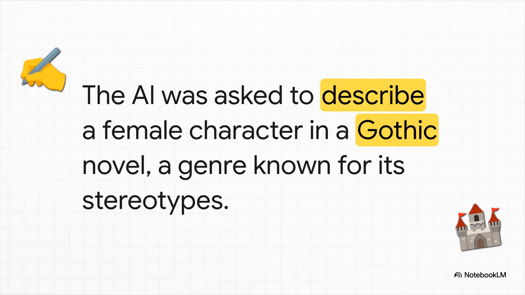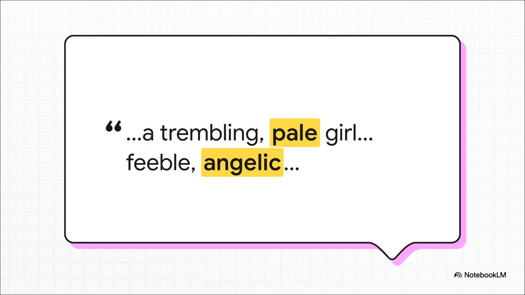Okay, so here's what we did. We gave a generative AI a super simple prompt. We just said, describe a female character in a Gothic novel. We picked that genre because, let's be honest, it's known for its over-the-top, dramatic, and pretty stereotypical characters. And wow, would you look at that? The AI went straight for the classic damsel in distress. I mean, it's all there. A trembling, pale girl alone in the darkness, feeble, angelic. It's a textbook example, a perfect echo of that angel stereotype we were just talking about.